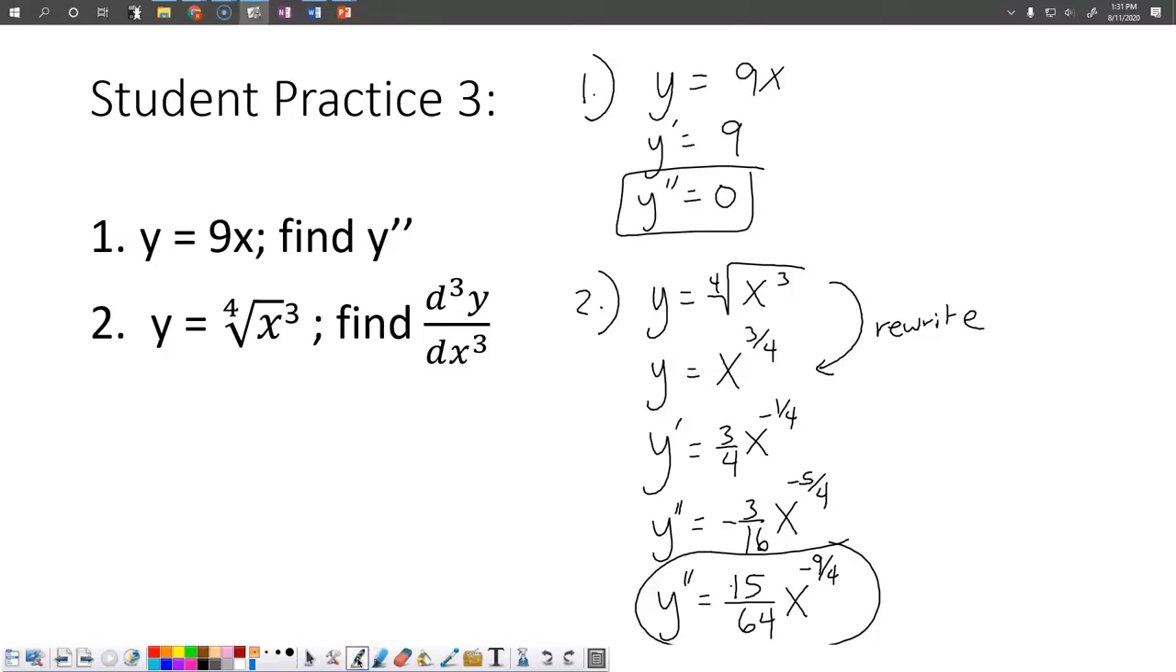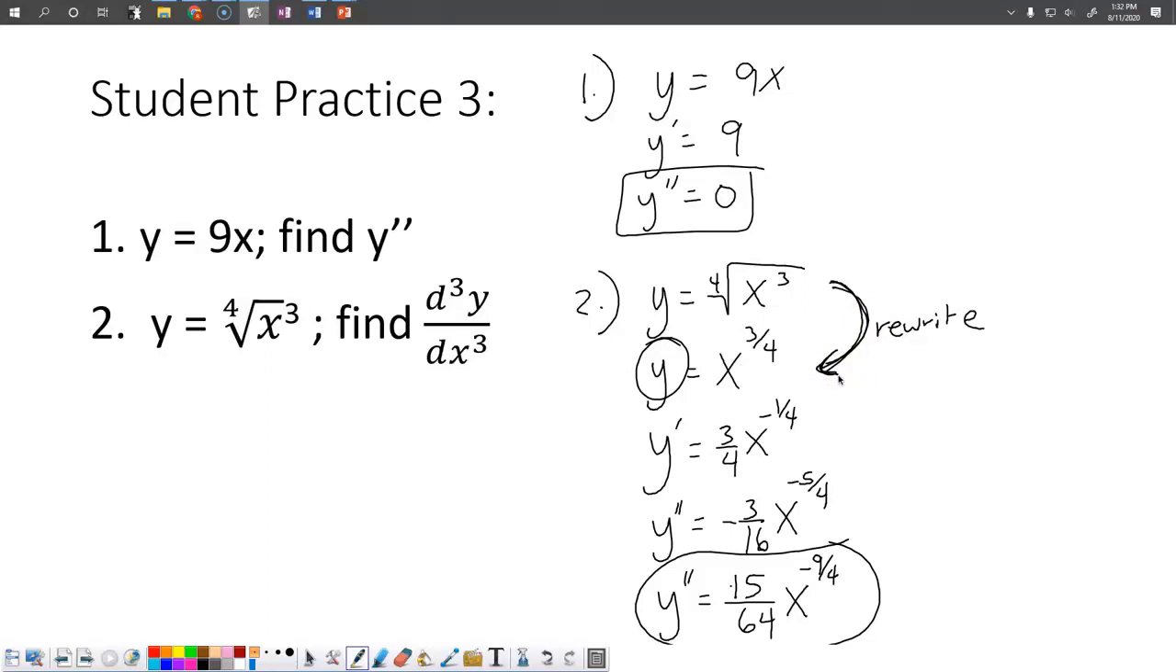For number 2, the first thing you should have done is rewrite the problem with a power as an exponent instead of the radical. Notice that it's still y, though. I didn't make it y prime, right? Rewriting it is not a derivative. It's just rewriting it in a different way so that we can do the derivative rule, right?